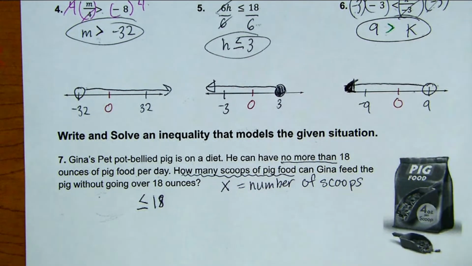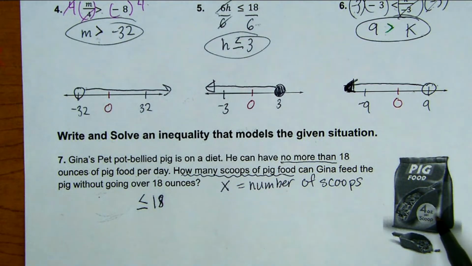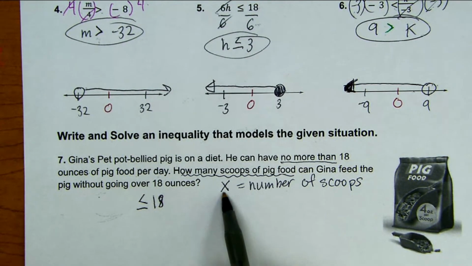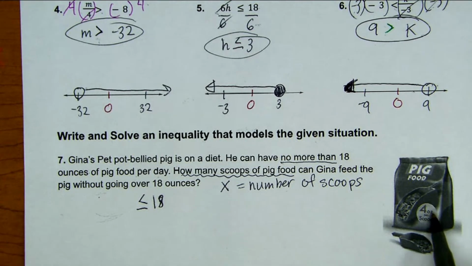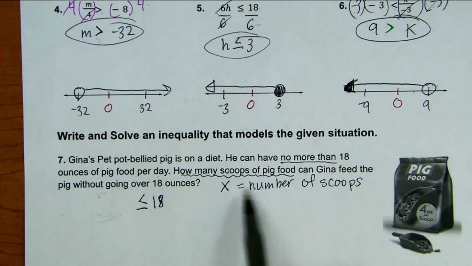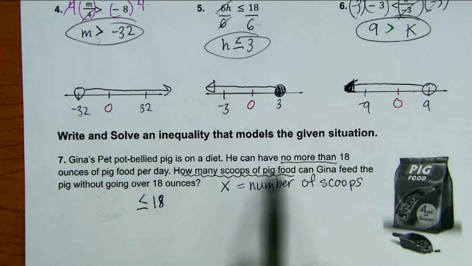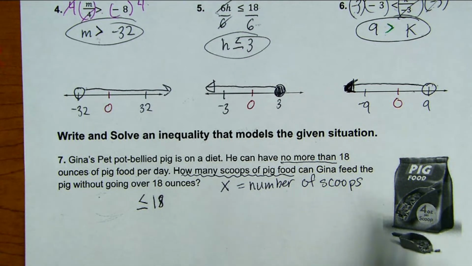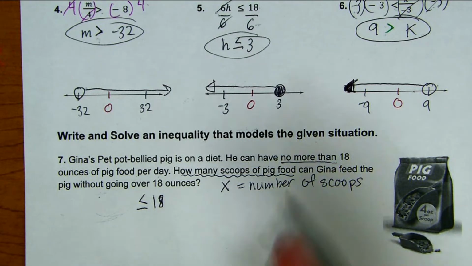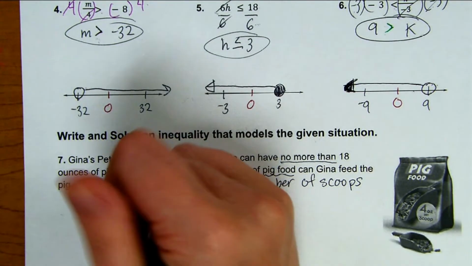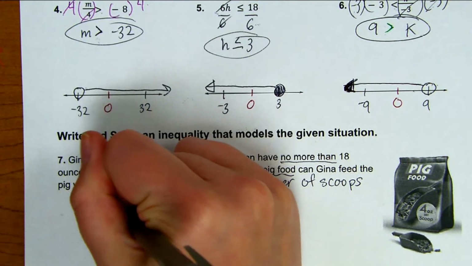Well, we can see that it is 4 ounces per scoop. So if we gave 1 scoop, that would be 4 ounces that the pig ate. If we gave 2 scoops, that would be 8 ounces. 3 scoops would be 12 ounces, and so on. So you can take the number of scoops and multiply that by 4 ounces, and that will tell you how much food the pig ate that day. So we would say 4 times x, x being the number of scoops.